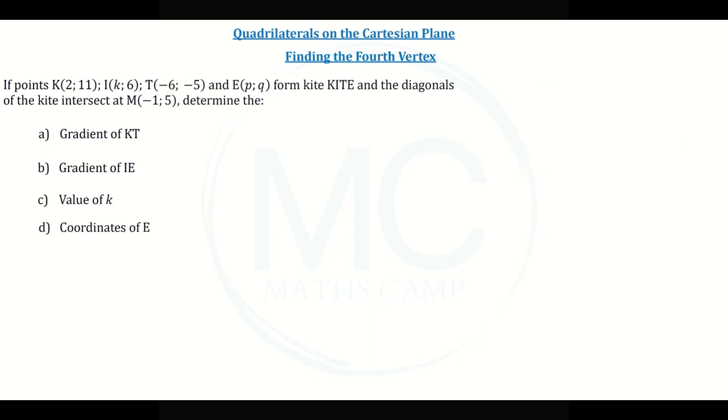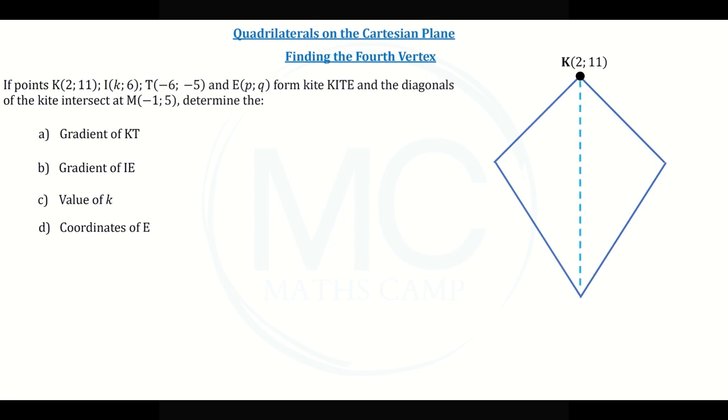So let's clean this up. The question tells us we are working with a kite, so let's draw a simple sketch. We know that a kite has two pairs of adjacent sides that are equal. So we can draw two sides up here and another two down here. Now we have a kite. Let's say that this top vertex is K and we can fill in the coordinates. From the name KITE, we know that K and T is a diagonal. Let's draw in point T and label the coordinates.